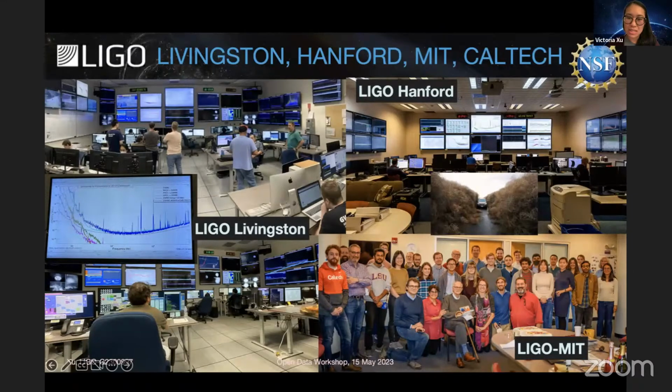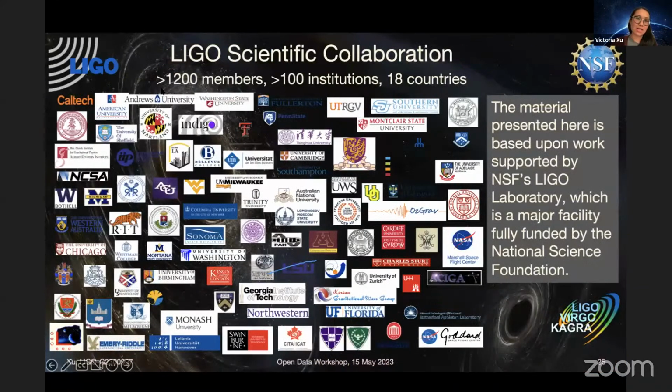And this is the LIGO MIT group where I work. Unfortunately, I do not have a picture of the even larger Caltech group, but LIGO is a much bigger scientific collaboration than just MIT and Caltech as well. Over 1,200 members, over 100 institutions, 18 countries are involved in the LIGO Scientific Collaboration. So this is a very international, large collaboration with much more than just detector commissioning required to see the astrophysical success of this device.